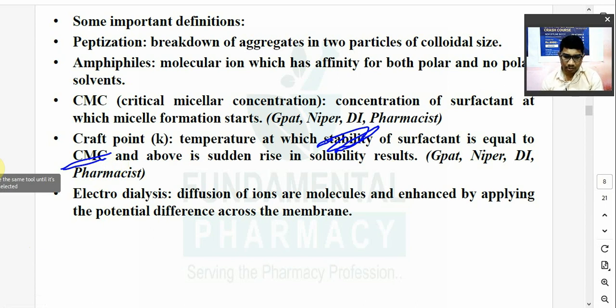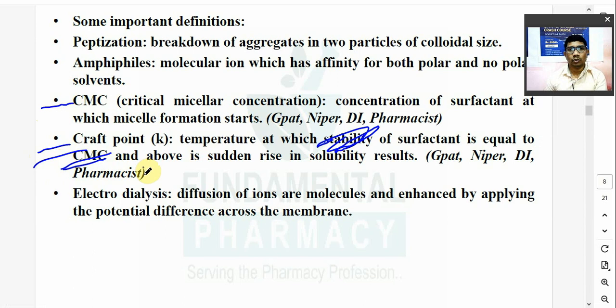The molecules of surfactant in the medium, in the water, will be attracted to each other and form a micelle. They will form floccules or micelles. Their shapes and sizes are different. The concentration of surfactant at which micelle formation occurs is known as the critical micellar concentration. Kraft point is the temperature at which the solubility of surfactant is equal to the critical micellar concentration.